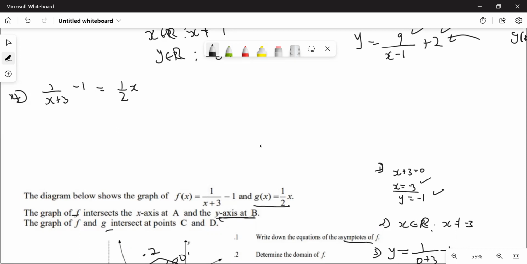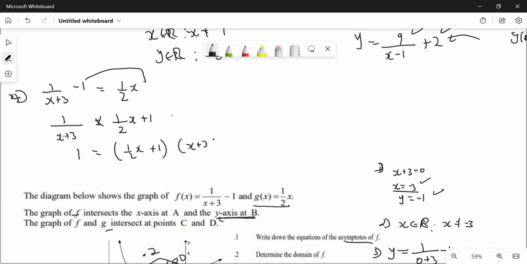Now, how did we work this one before? What did we do before? We started by saying we're going to take this one to this other side again. And then we have 1 all over x plus 3, which is going to be equal to 1 all over 2x plus 1 again. And then after that, what did we do? We said we're going to cross multiply. If you cross multiply, this one comes here, and then we are going to have 1, which is going to be 1 all over 2x plus 1 multiplied by x plus 3.